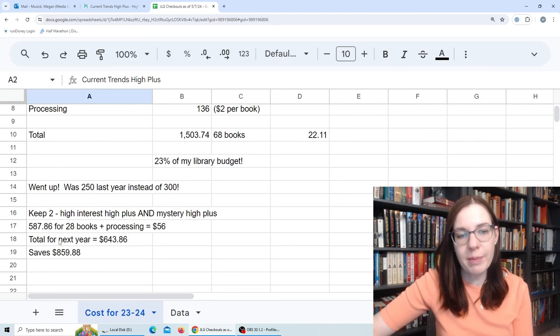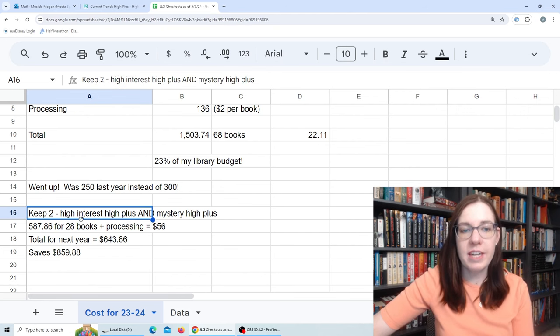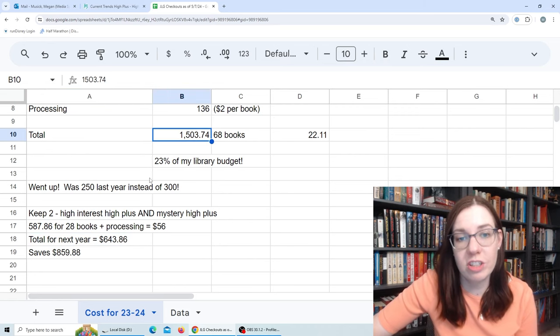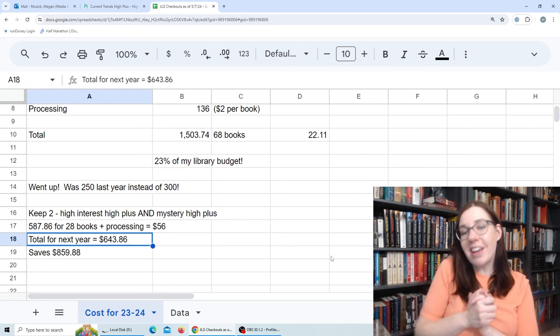So I think I'm going to still keep it, but we're going down to just two categories next year, high interest high plus and mystery high plus, and swapping as needed, and only paying $643 instead of $1,500, 23% of my library budget.